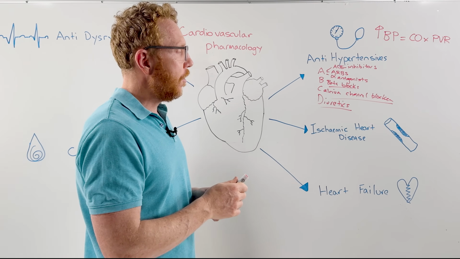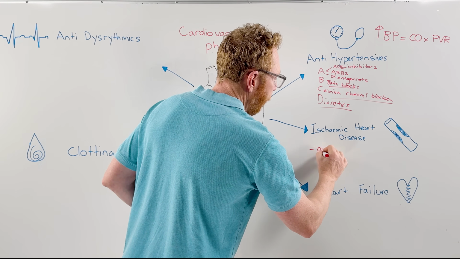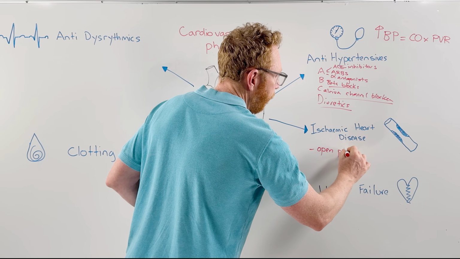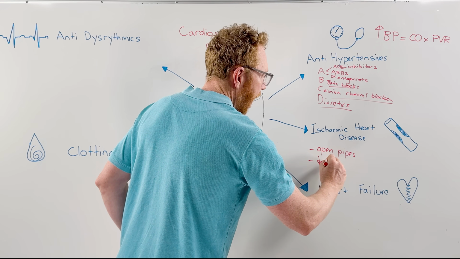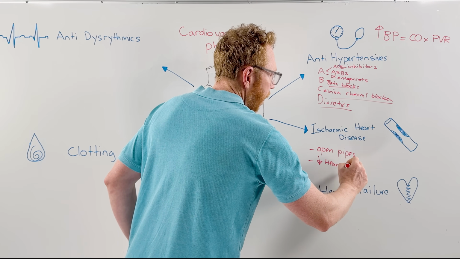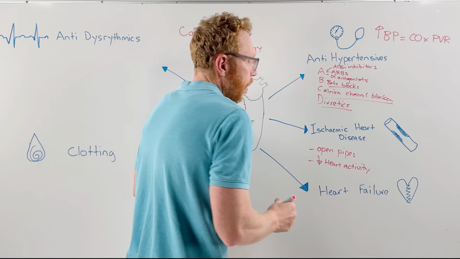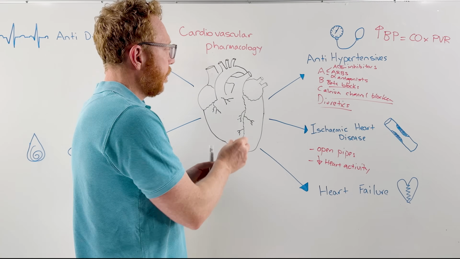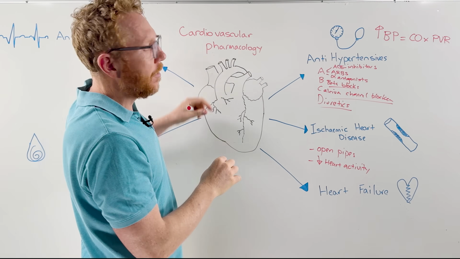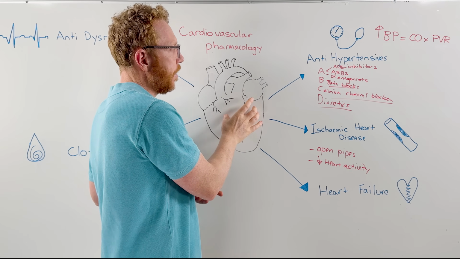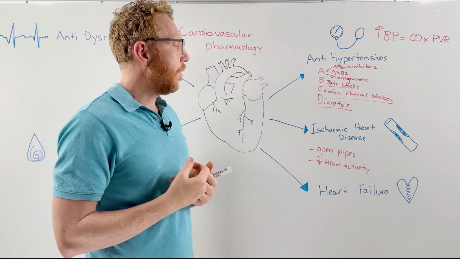So we want to restrict this, we want to remove this, we want to decrease the likelihood of this. So the way we can do this is two kinds of methods. We can open the pipes up, so open the blood vessels, which are the pipes, or decrease heart activity. So opening the pipes, meaning we open the coronary vessels or open the blood vessels leaving the heart or coming into the heart. That will therefore decrease the demand of the heart, therefore it doesn't need as much oxygen, therefore it won't have problems with ischemia.